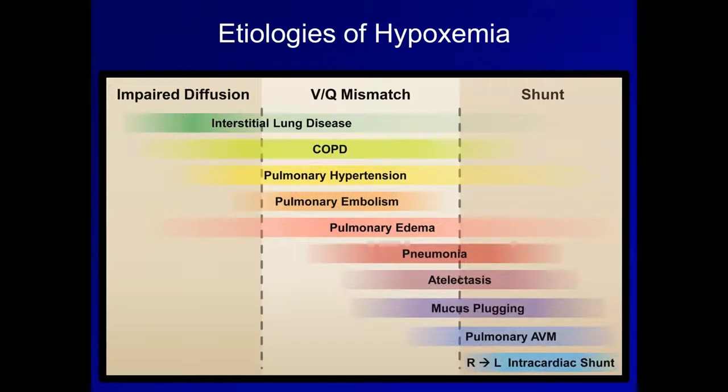The only etiology that clearly falls into just a single mechanism is a right-to-left intracardiac shunt. I'm going to go back now and talk a little bit more about VQ mismatch and shunting, in order to demonstrate an important principle that can be used to differentiate the more prominent of the mechanisms at work.